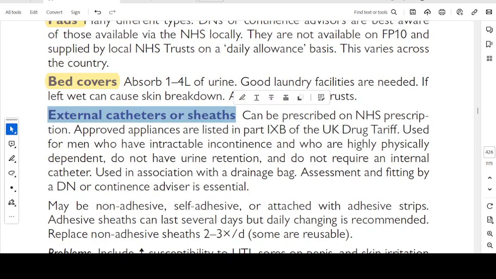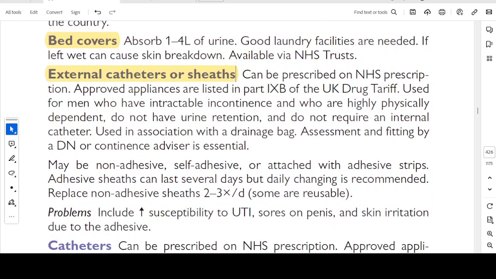External catheters or sheaths can be prescribed on the NHS prescription. Approved appliances are listed in Part IXB of the UK Drug Tariff. They are used for men who have intractable incontinence and who are highly physically dependent, do not have urine retention, and do not require an internal catheter. So in them, external catheters or sheaths can be used, in association with a drainage bag.